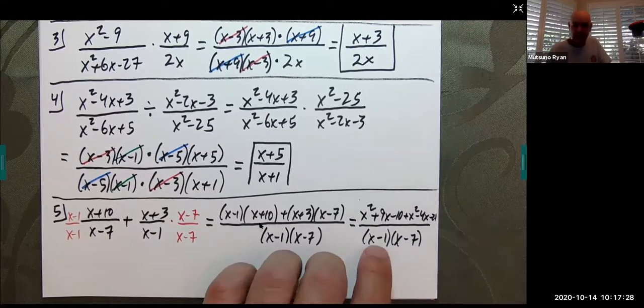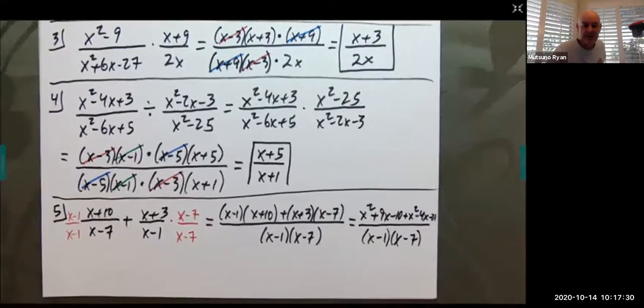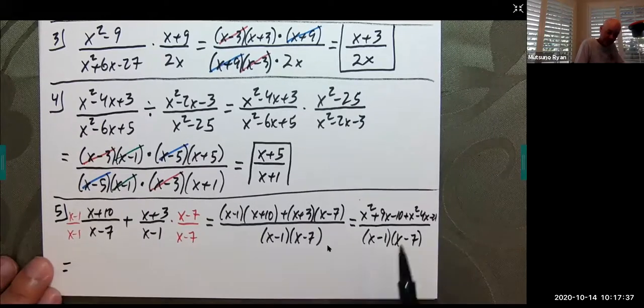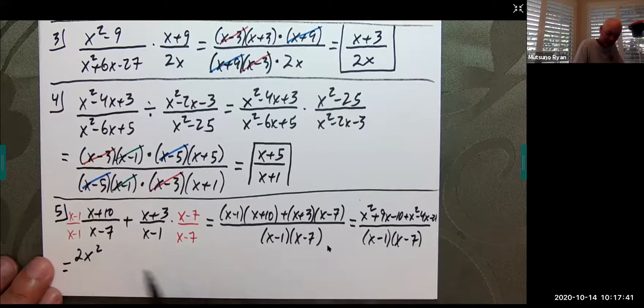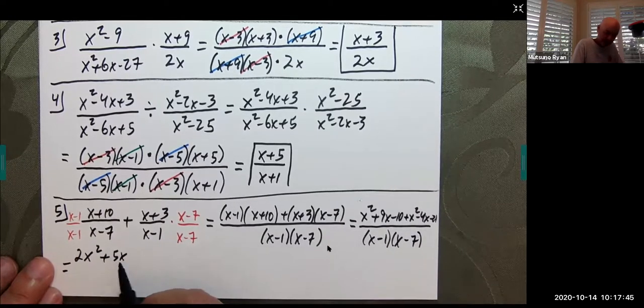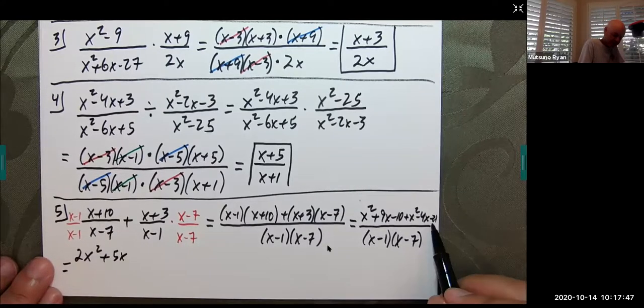So that's minus 21. That's kind of hard to see. I'm going to keep going anyway. So now we're down here. Up top, I'm going to combine it by like terms. 2x squared. 9x minus 4x is plus 5x. And negative 10 minus 21 is 31.